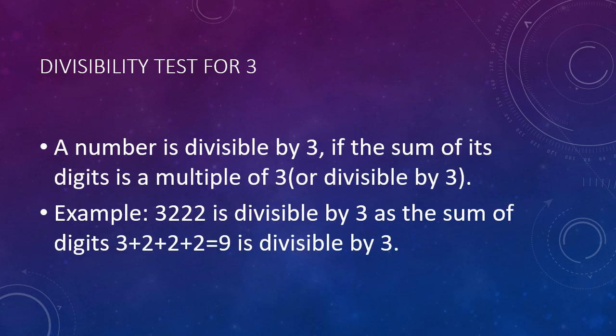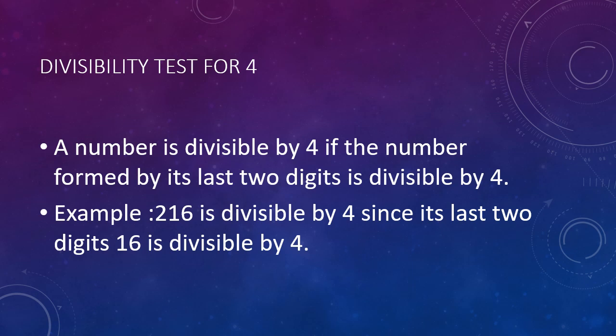Divisibility test for 3. A number is divisible by 3 if the sum of its digits is a multiple of 3 or divisible by 3. Example, 3222 is divisible by 3 as the sum of digits 3 plus 2 plus 2 plus 2 is equal to 9, which is divisible by 3.